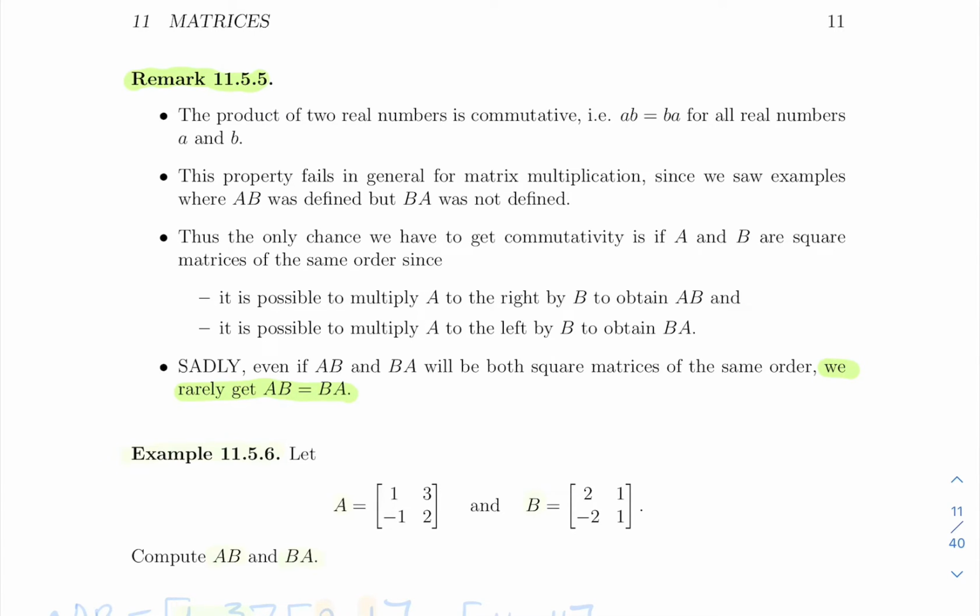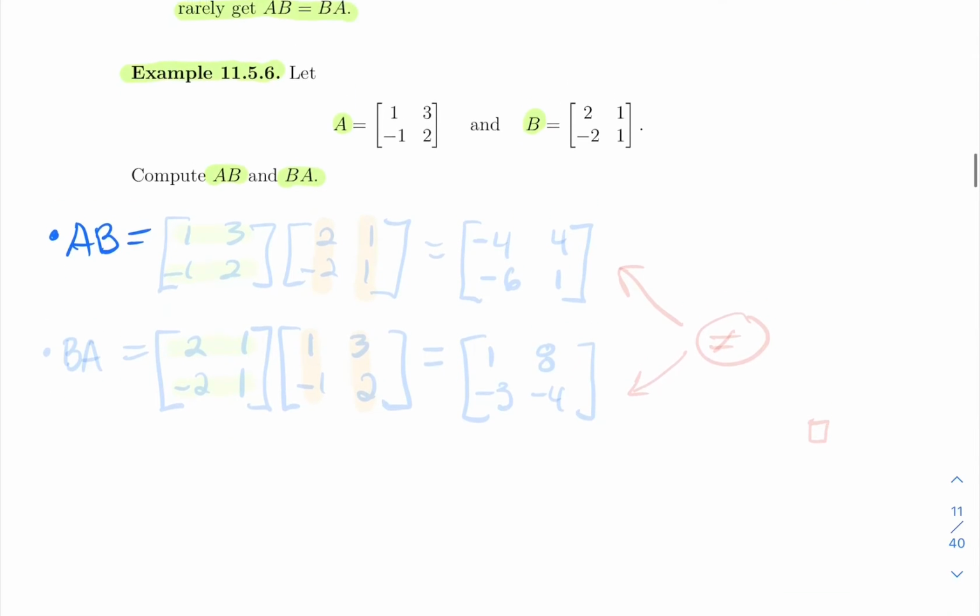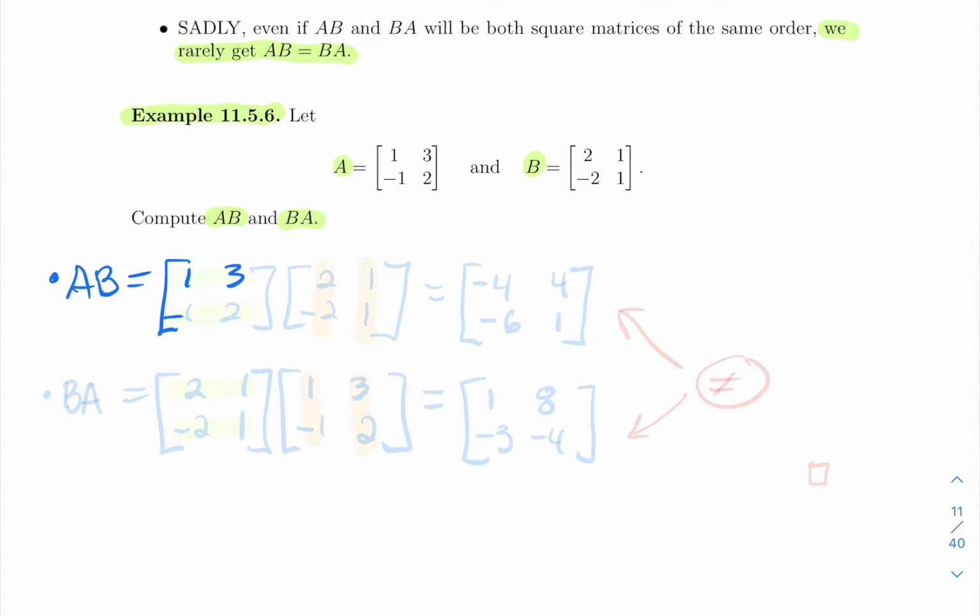And let's just do this with an example. Example 11.5.6. We have two matrices, A and B. Let's compute AB and BA, and let's compare. Of course, the punchline, very easy to predict, is that they're not going to be equal. So let's start with AB. So A is 1, 3, minus 1, 2. And we're multiplying with B, 2, 1, minus 2, 1.